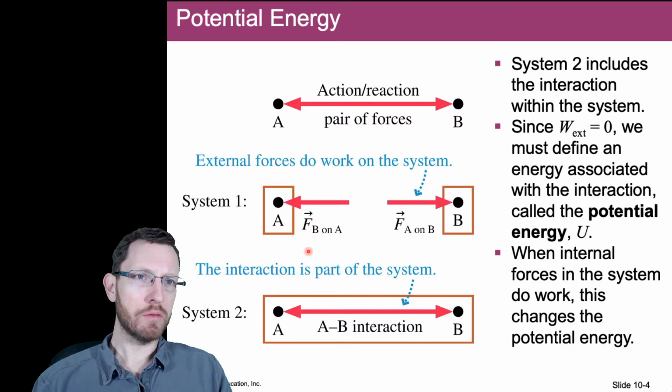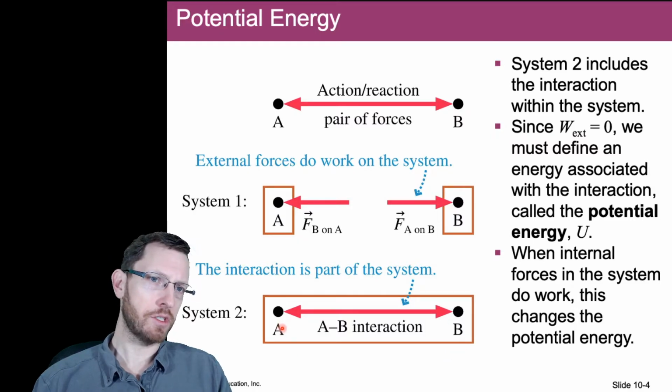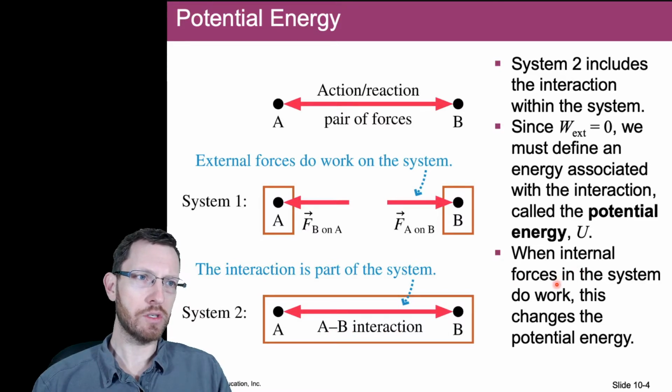But we know that system 1 and system 2 are describing the same physical system. So the kinetic energy of A and B should still be changing. So what's happening? In this case, those internal forces in the system that do work are leading to a change in potential energy. Notice that these forces are equal and opposite. So as they do work on the system, the work that they do on each object A and B are going to completely cancel each other out.